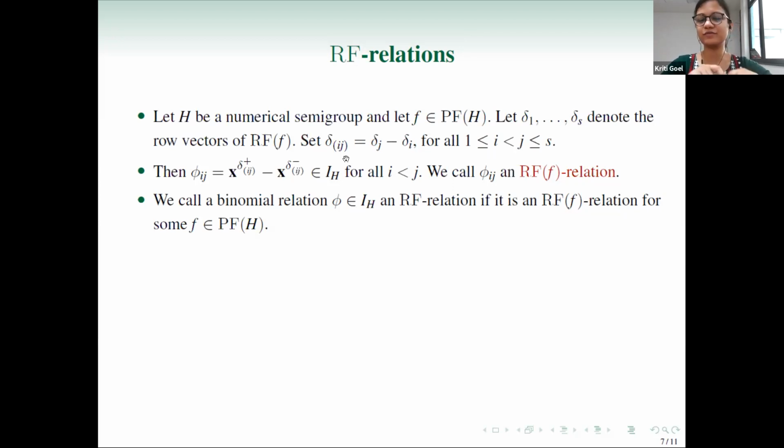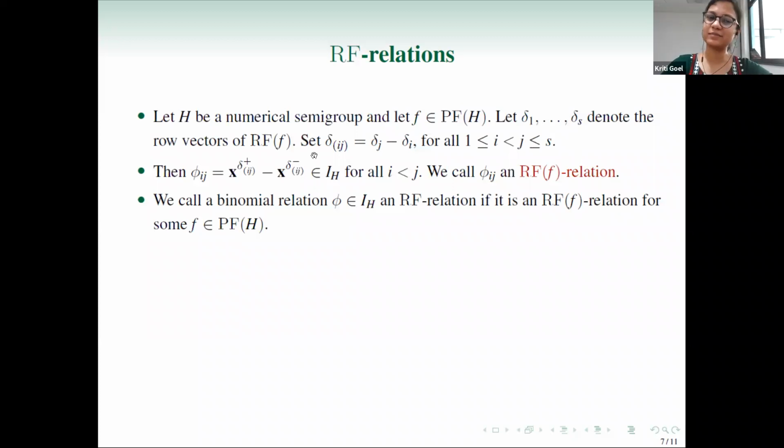So now once we have this row vector delta ij, which is a difference of two row vectors, we'll have certain positive components of this vector and certain negative components. So we separate them out. So delta plus ij denotes the vector which has all the positive entries of delta ij. And delta minus is the vector which corresponds to the absolute value of the negative entries of delta ij.